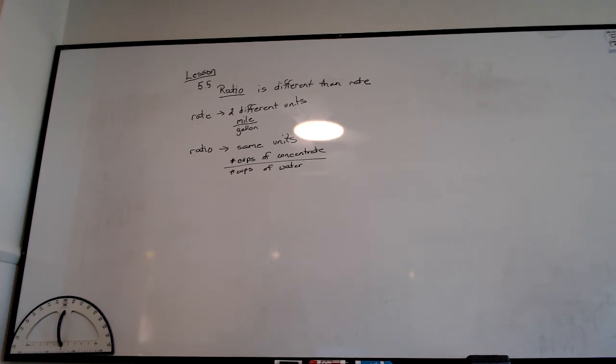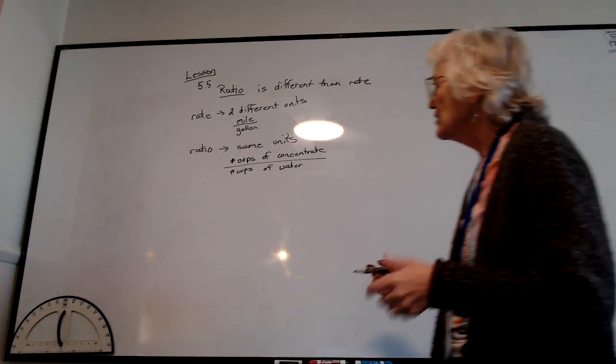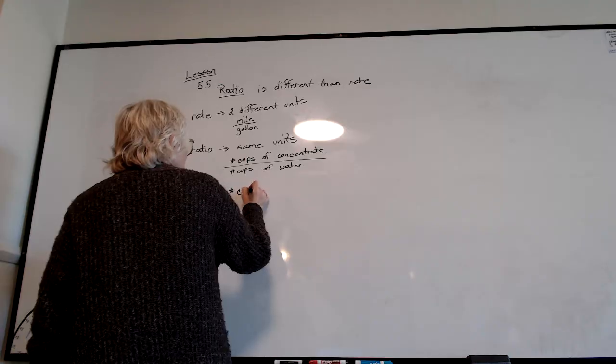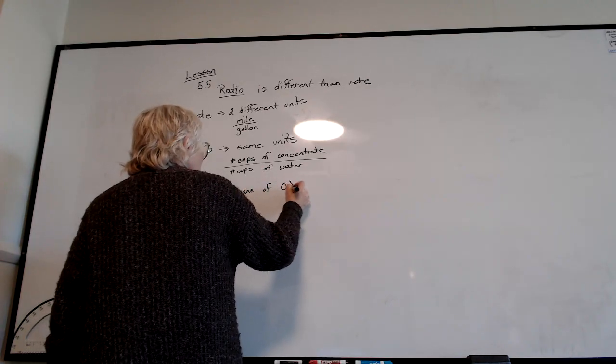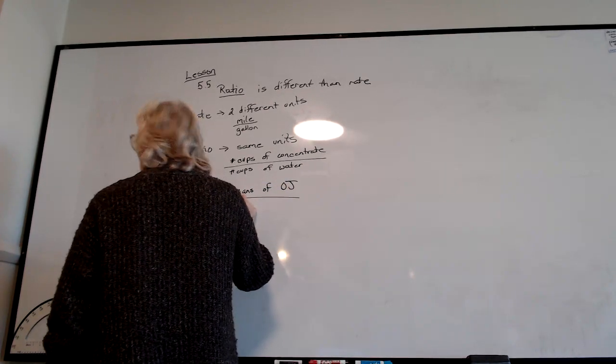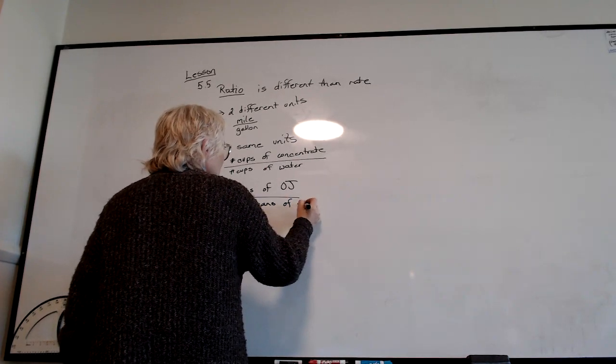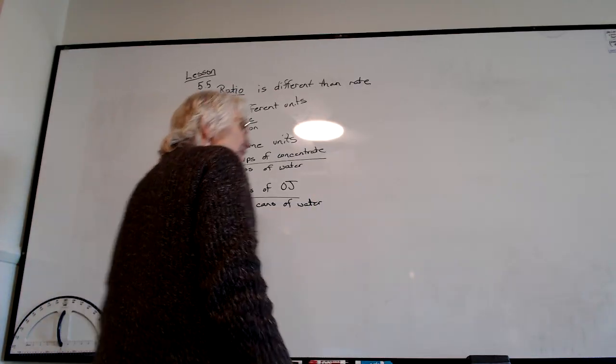Orange juice, if you buy frozen orange juice, it comes in a can. So a lot of times we do orange juice as 1 can to 3 cans of water. Okay, so that's what a ratio is. A ratio is how many of certain things. So it could be the number of cans of OJ divided by the number of cans of water, because that's how they actually specify it.